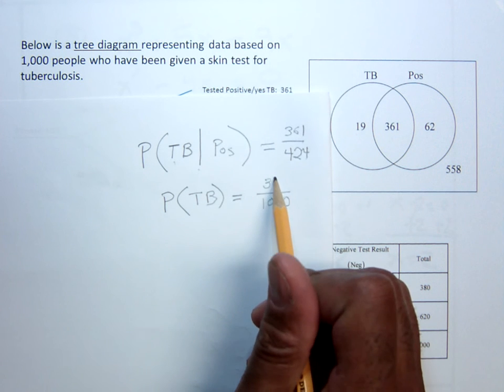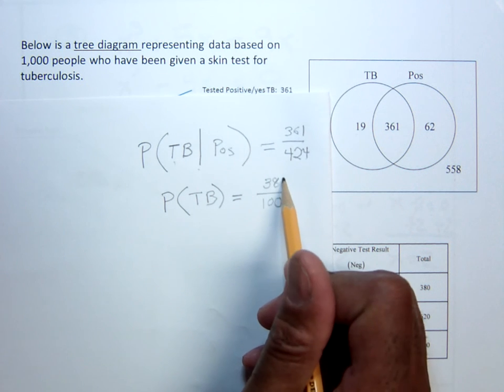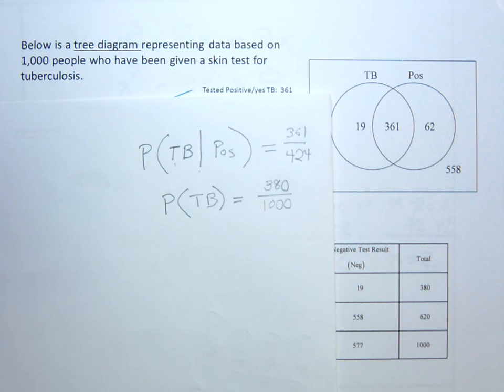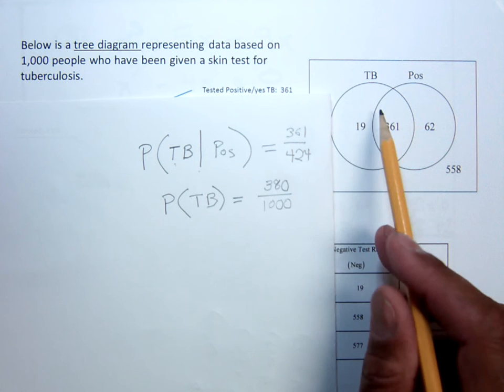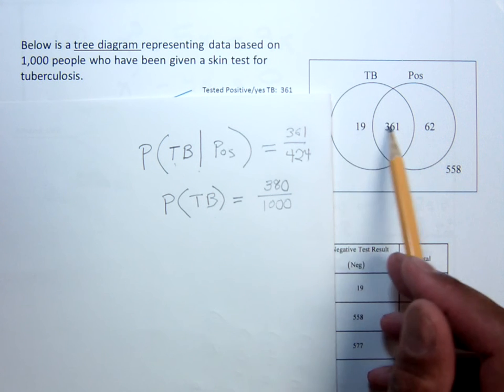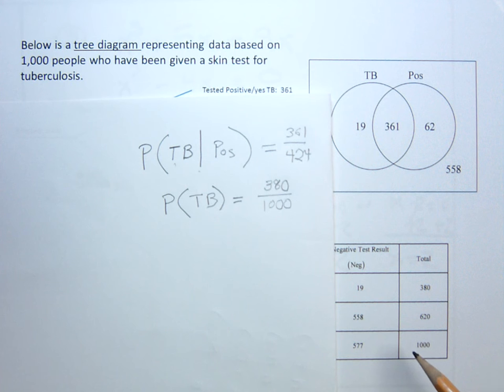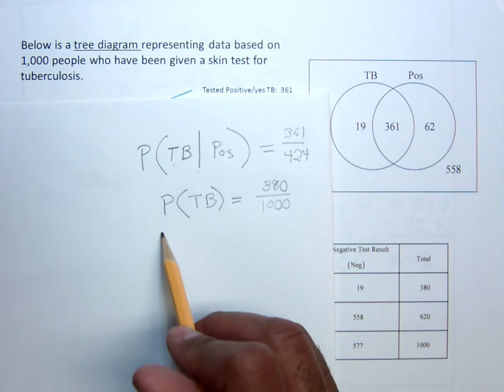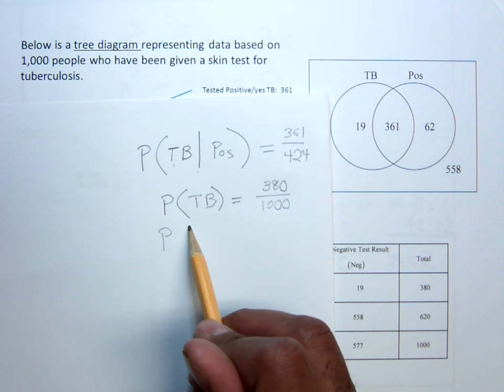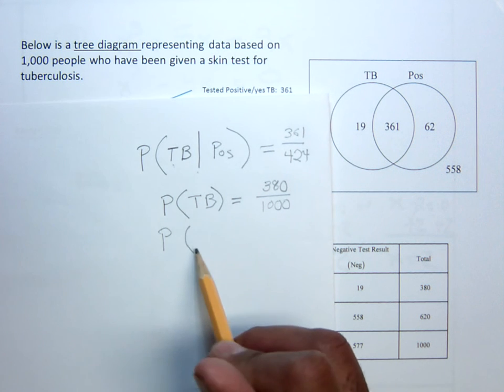Today, you don't have to reduce this. You don't have to simplify it. It's good practice, huh? So the probability that someone has tuberculosis is these 380 people out of all of these numbers. If we add them together, is 1,000 people. We can do the same thing, and I'm not going to write the answer here. I want you to find it. If we want the probability that someone tests positive.